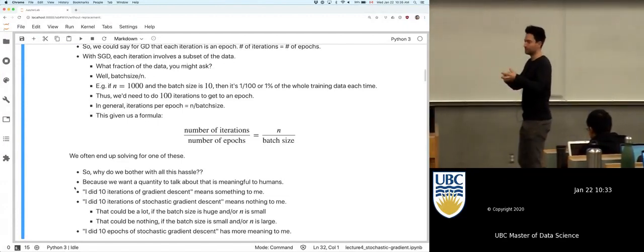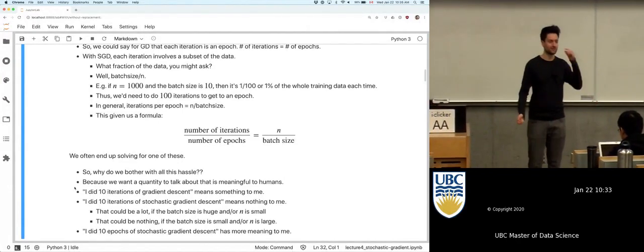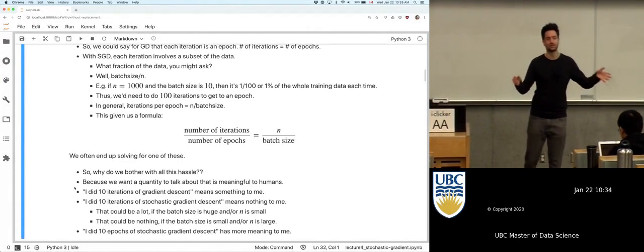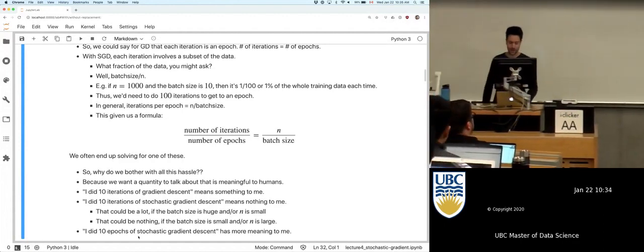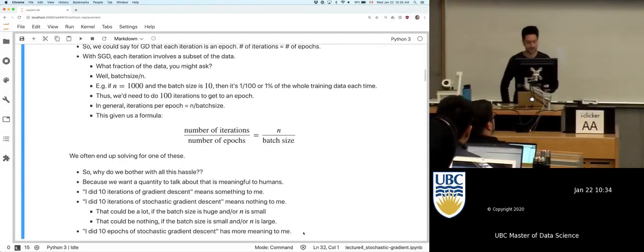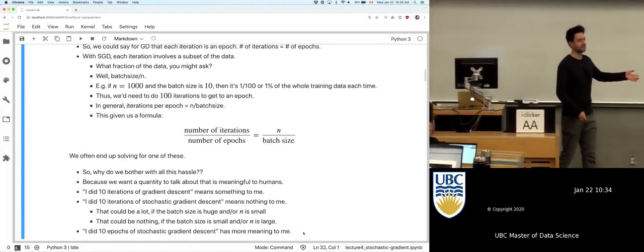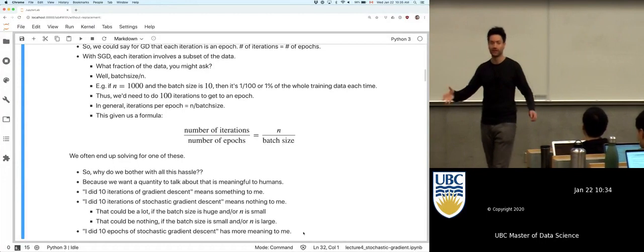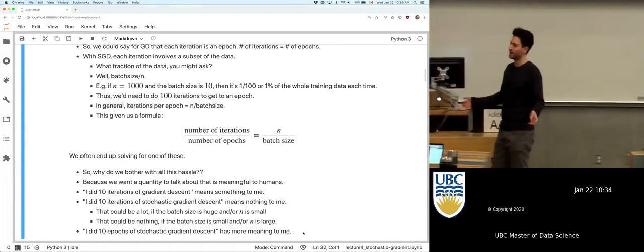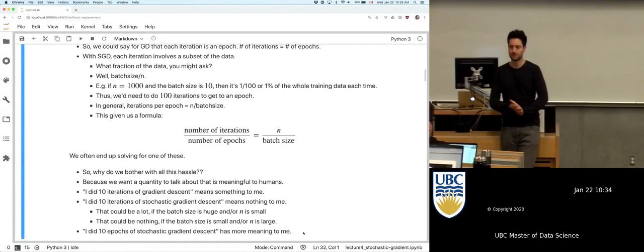So it's just not useful when humans are communicating with each other to talk about how many iterations of SGD you've done, and that's why we tend to talk about how many epochs we've done, because that makes sense. If I say I've done 10 epochs, that means I've done 10 full passes through the data set, or that equivalent amount of work, regardless of what the batch size is.